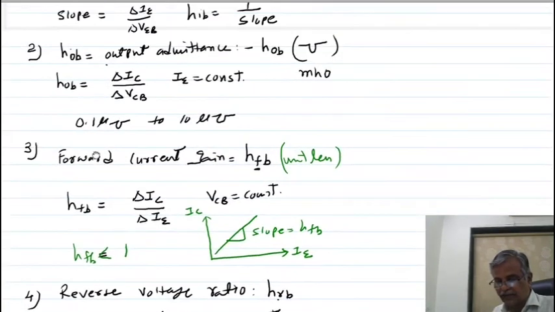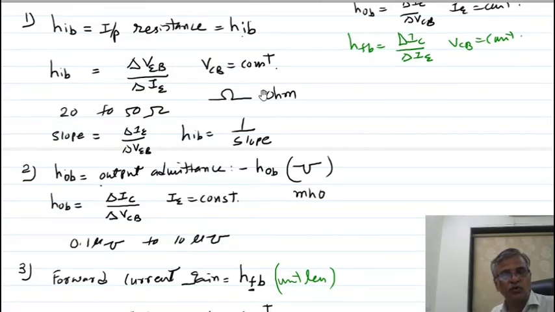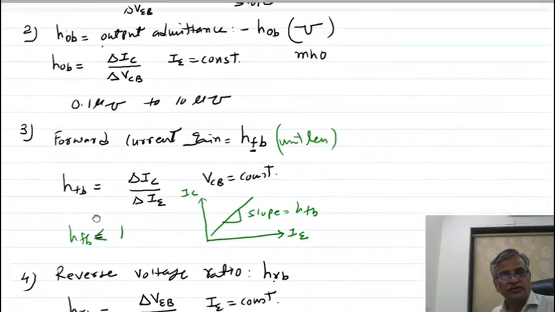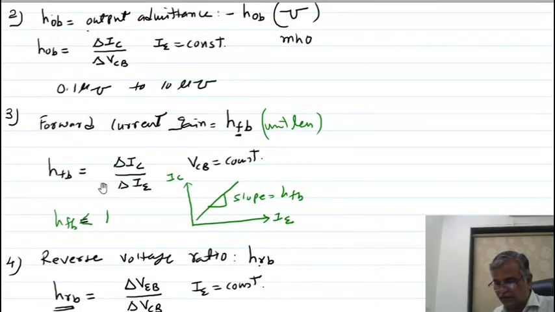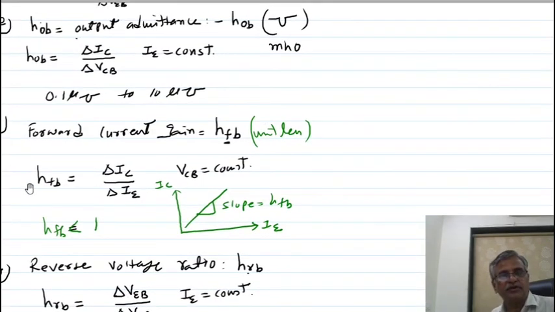All these four parameters are important. Look here. The first parameter has the unit ohm. The second parameter has the unit mho. The third and fourth parameters do not have a unit; they are unitless. So it has a mixture of units, and these parameters are therefore known as hybrid parameters.